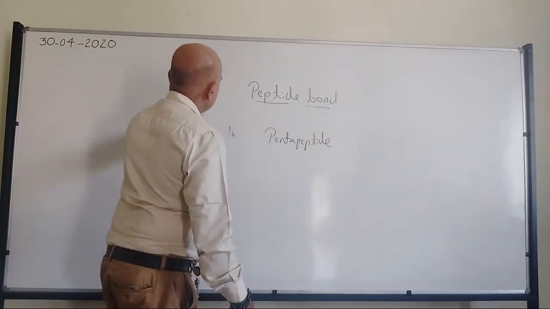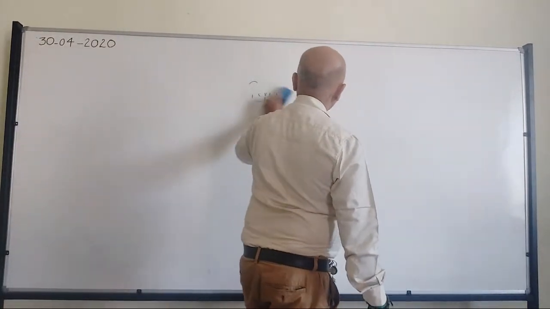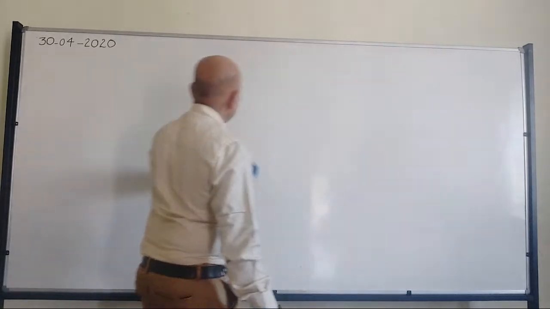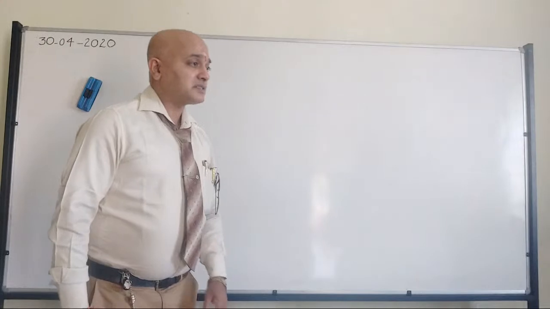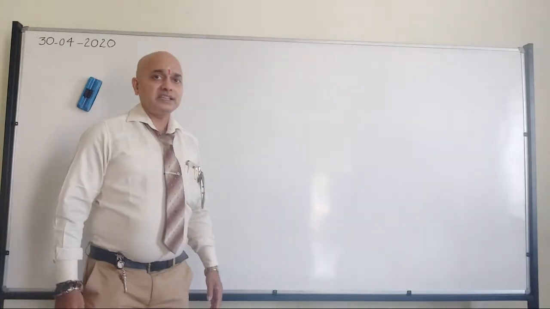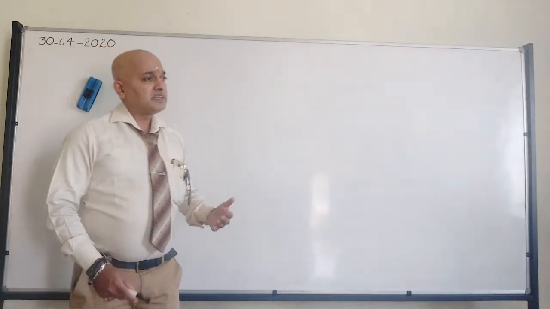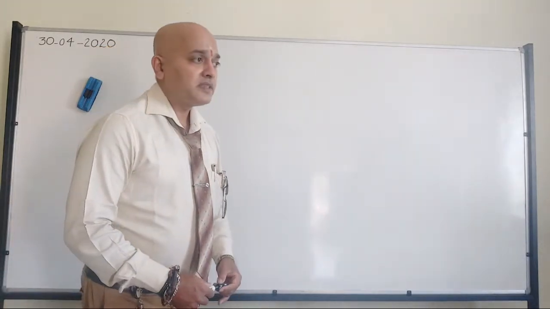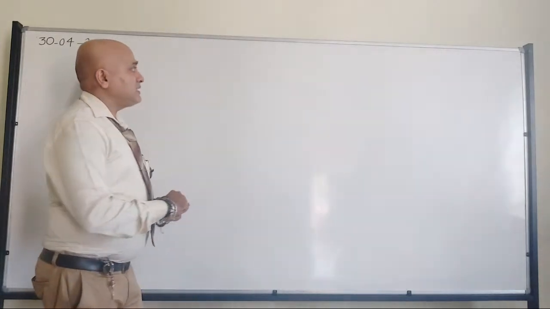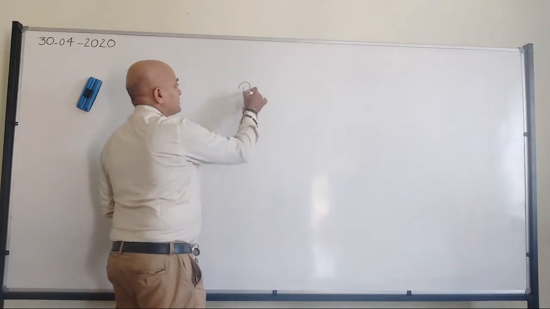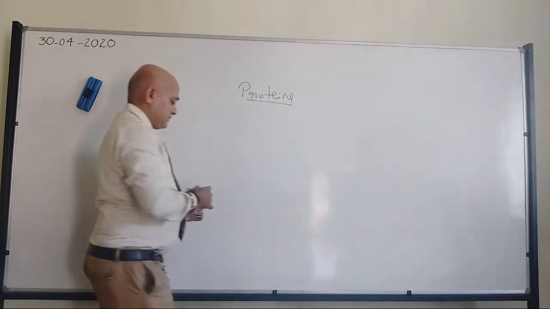Any doubts? So that's where we have discussed two important linkages. One is glycosidic linkage, that was with respect to carbohydrates, and now here we have discussed peptide linkage, that is with respect to polypeptides or proteins. Fine? So shall we move to the next one? Okay? So in that way, now I will come to proteins.